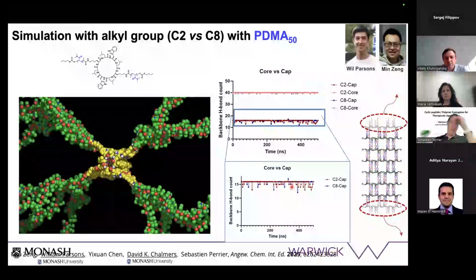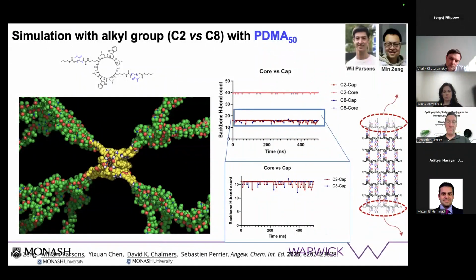So what you've got here is some work that was done in collaboration with my colleagues at Monash, David Chalmers and William Parson. You can just about see his name here. Will is here. He came to Warwick to spend some time with us. And what David and Will are interested in is modeling of molecular structures. And our idea was to do a computer model of the cyclic peptide stacking and of the nanotube.